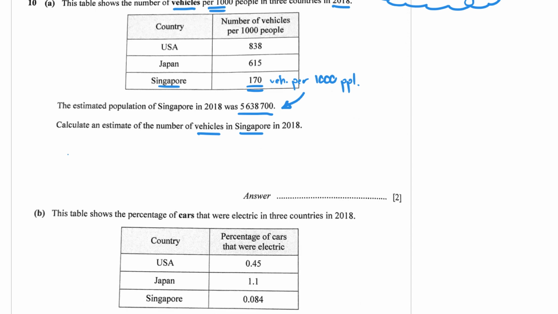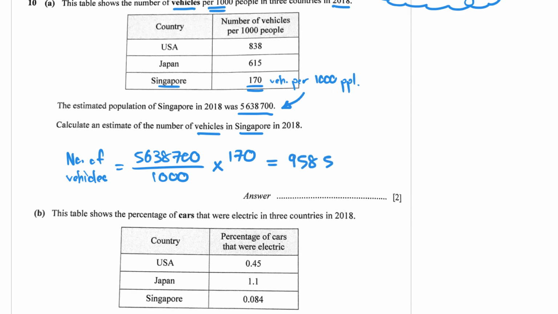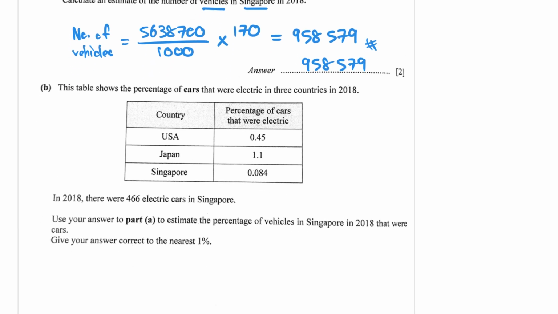So working wise, the number of vehicles would be the total of 5,638,700 to find out how many blocks of 1,000 people we had and multiply it by 170 to know the number of people. Sorry, the number of vehicles. And that gives us approximately 958,579 vehicles. Right, so that's part A. Moving down.